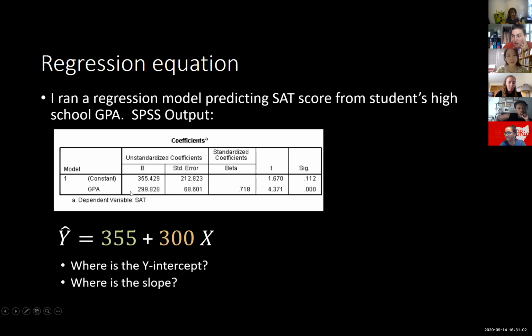So we're saying the null hypothesis here is that GPA is not related to SAT, and the alternative hypothesis is that it is related to SAT. So here we reject the null hypothesis, and we say GPA is related to SAT scores, and that number is significantly different from 0. I'm going to do that a lot, so stick with me.